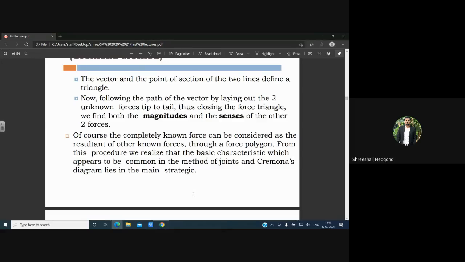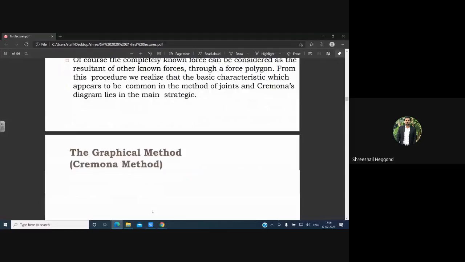To find out the direction of movement of the forces as well as the magnitude, how much quantity it is, of the unknown forces can be easily determined. Of course, the completely known force can be considered as the resultant of other known forces through the force polygon. From this procedure, we realize that the basic characteristic common in the method of joints and Cremona's diagram lies in the main strategy, where Cremona's diagram will give you a complete idea of how the graphical method is designed.